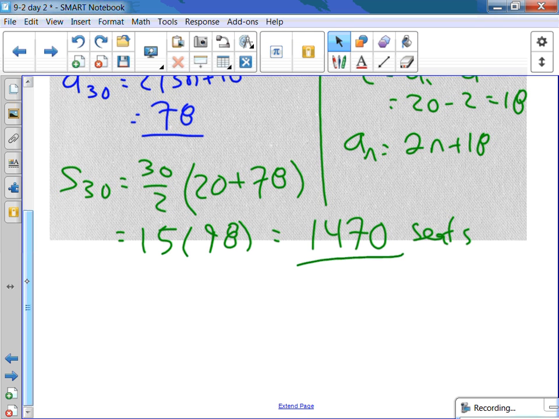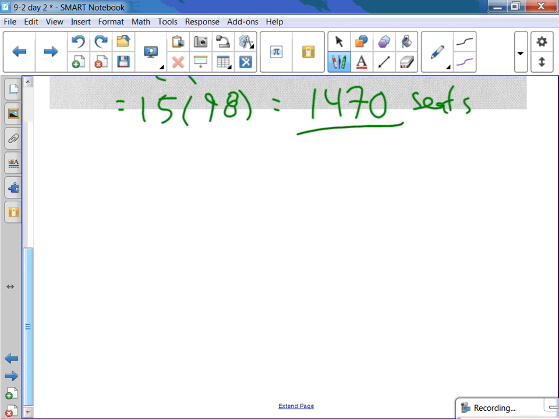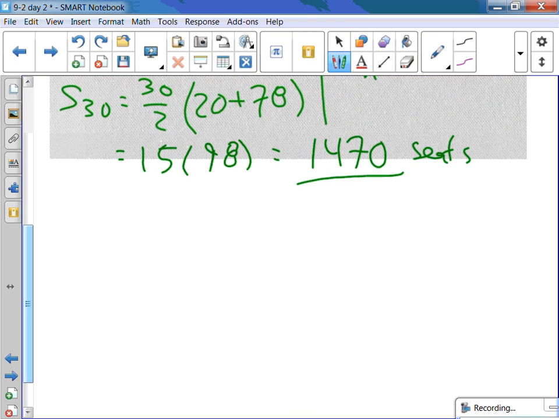What does it mean, 15 times 98? How many 15s am I adding up? I'm adding 15 98 times. What happens if I add 15 100 times? How many extra times did I add it up? So I need to subtract those two 15s. So what's 100 times 15?